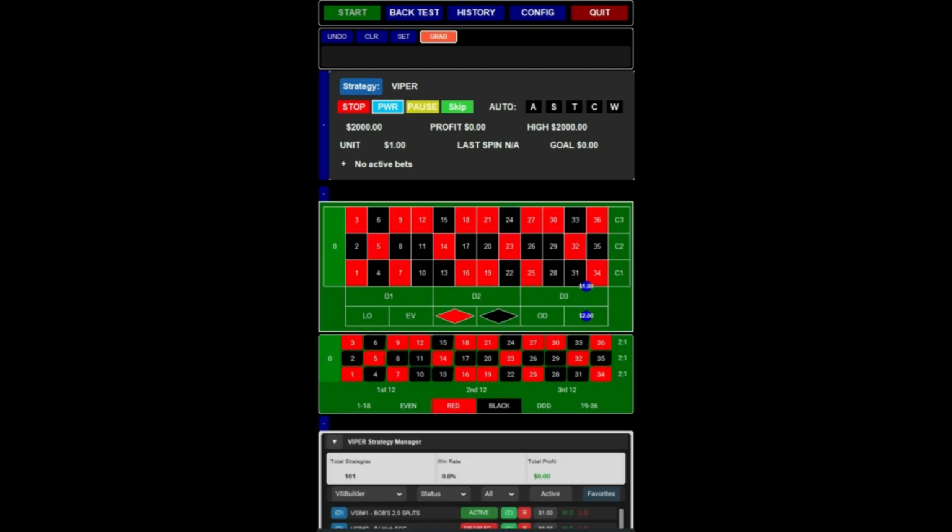And again, I have a data set. You can see right here, I have a bankroll starting at $2,000. So we're going to use $2,000 and run it through this test.